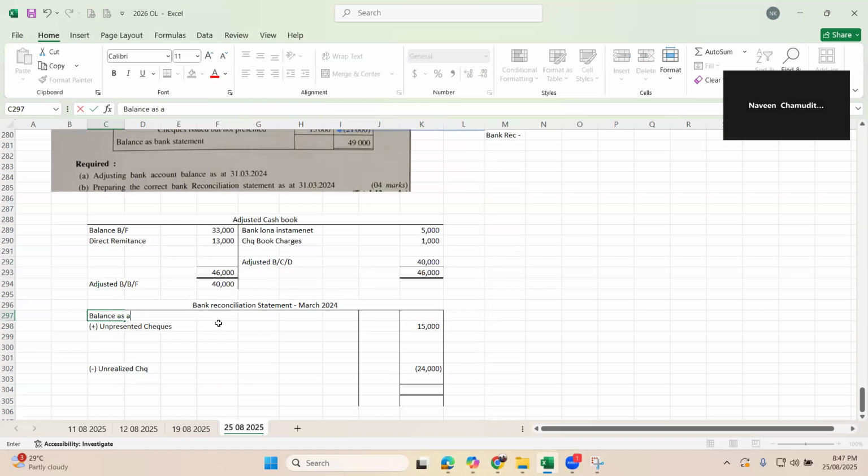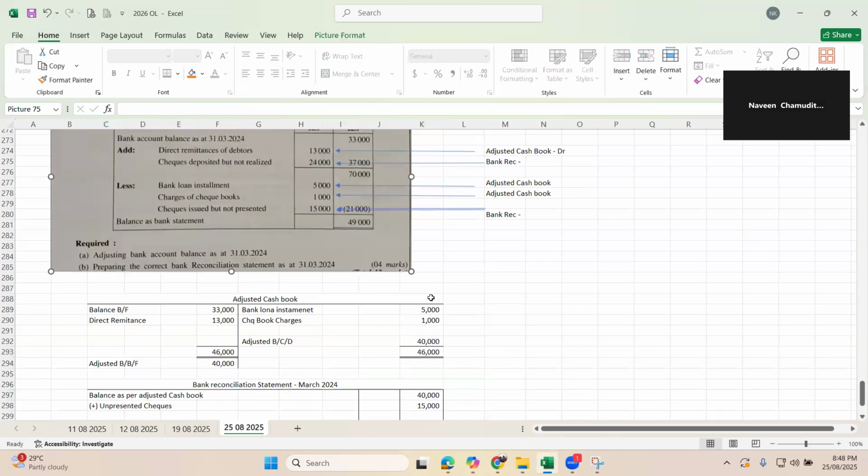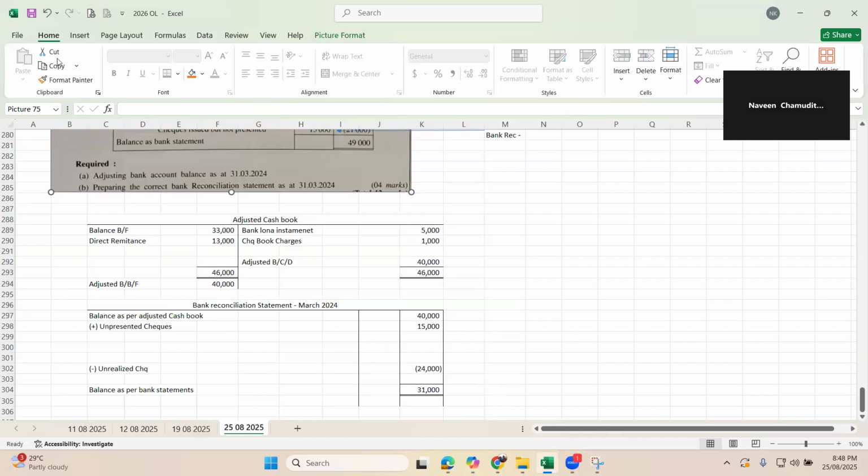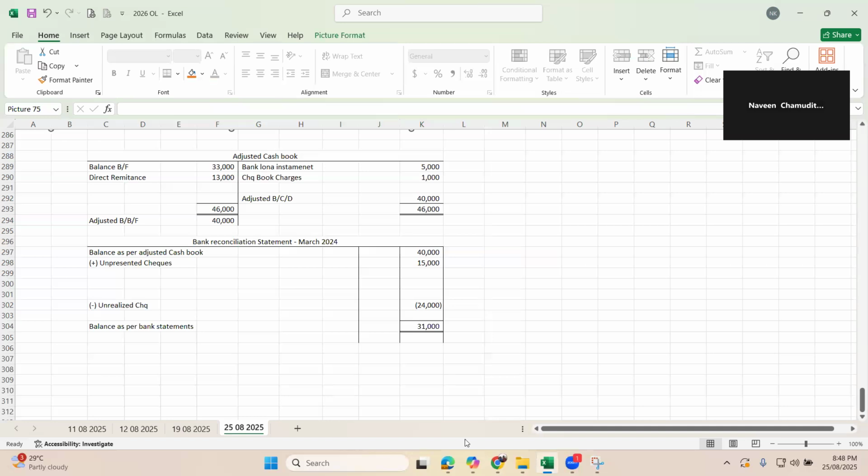Balance as per adjusted cash book is how much? 40,000. Right? Then you do the pluses and minuses, and you can get the balance here. The corrected reconciliation balance is 31,000. This is the balance as per bank statement. So they have done the reconciliation here, but it's totally wrong. This is the correct way. This is the correct answer.